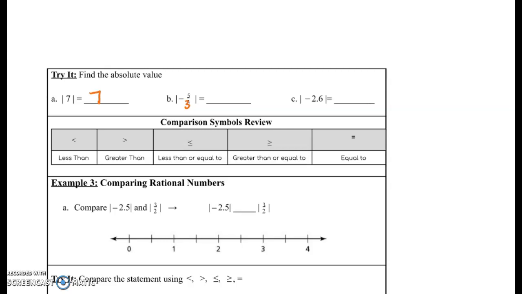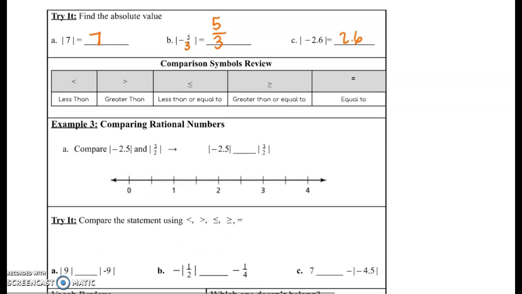So absolute value of -5/3. So we just want the positive version of that. So we just want 5/3. That kind of looks like a 6, so let me fix that. All right, so the positive version of -2.6 is positive 2.6, or 2 6/10 is how we also say that.